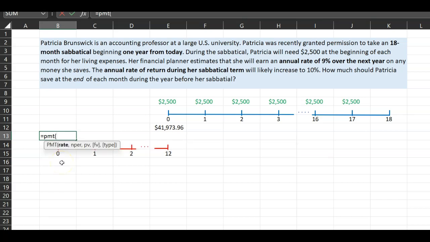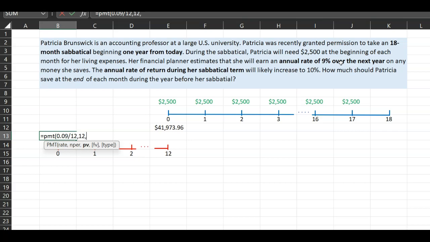Now notice that during this time period, the rate of return is going to be 9%, and that is annual. We still need to convert that into a monthly rate. So this will be equal to 0.09 divided by 12. Why? Because the number of time periods is also in months, which is 12. Again, the two must always line up.